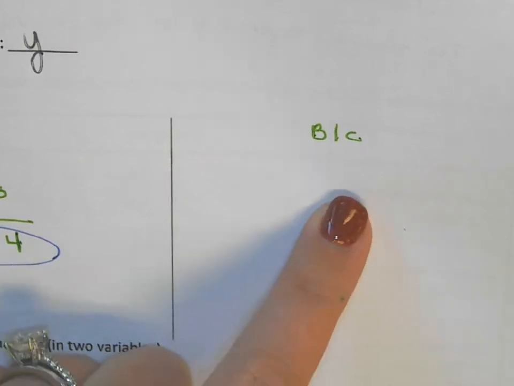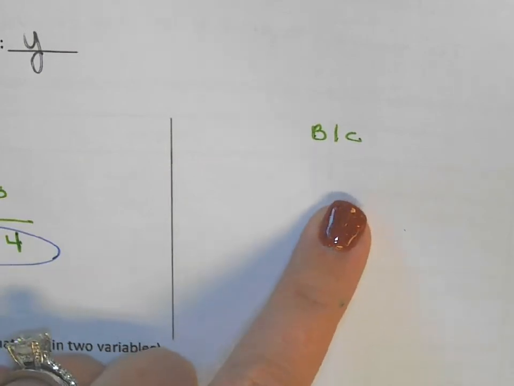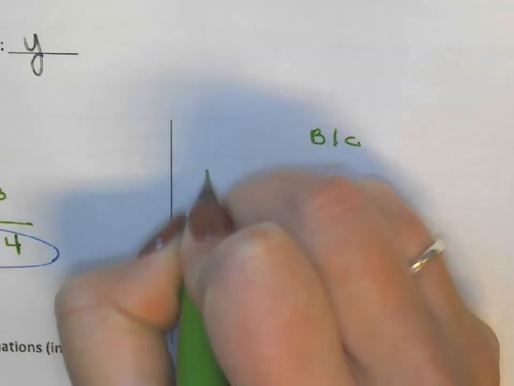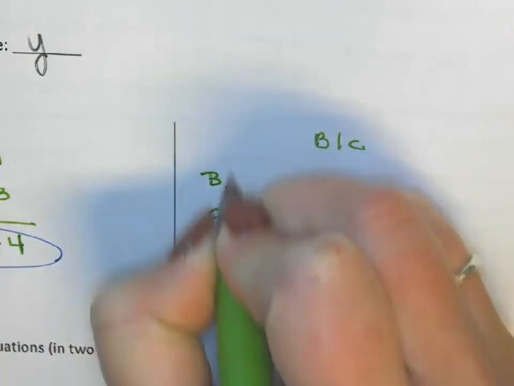What's the other combination you could have done? A and C. Anyone see why B and C might be nicer to use than A and C? I won't have to multiply. B and C also will eliminate the y right away. So what I'm going to do is write out B. I'm going to write out C.